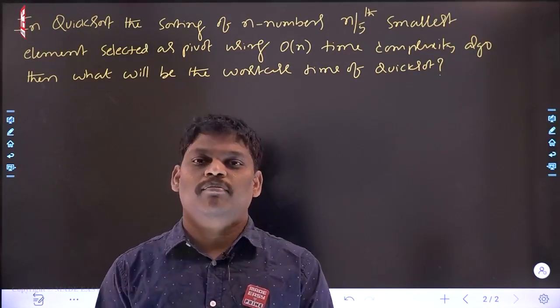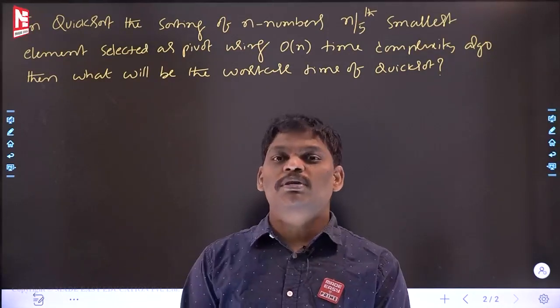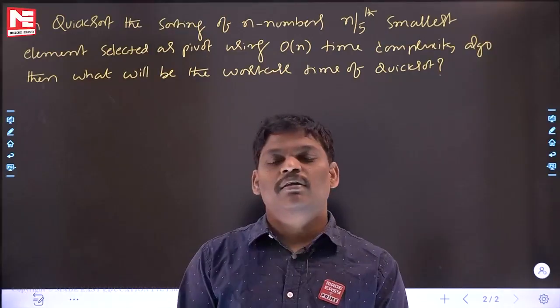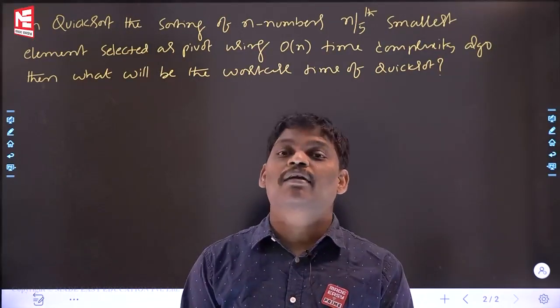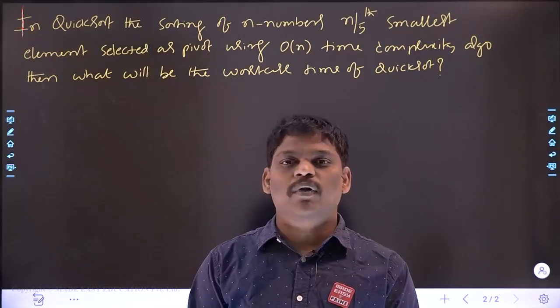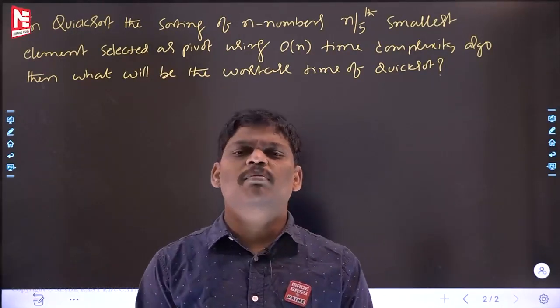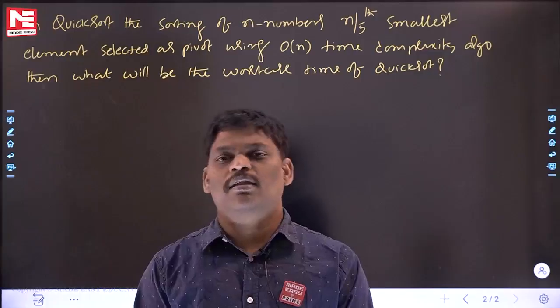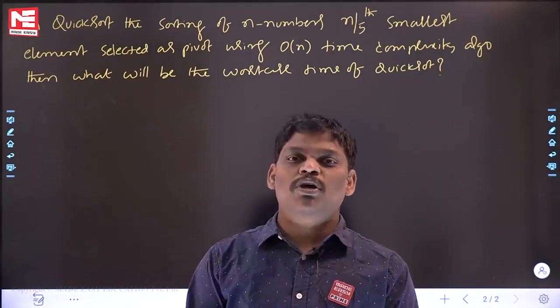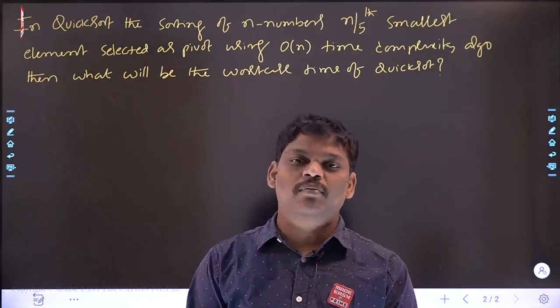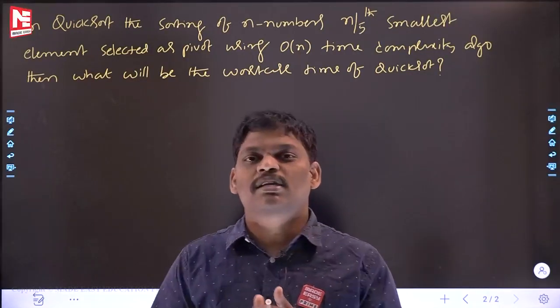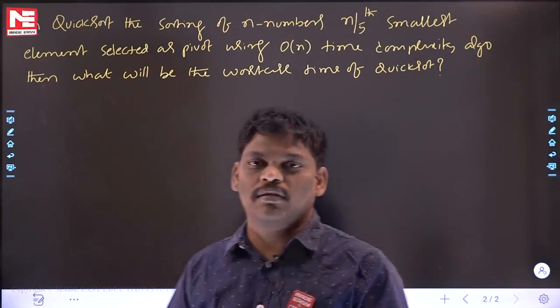Order of n time. Right? In this problem, he is taking the n/5th smallest element. Because for the n/5th smallest element, even the first smallest element itself is order of n time, because one scan is required. For the n/5th smallest element, he may have done some other algorithm. So the n/5th smallest element he computed as the pivot, by taking order of n time. Then he is asking what is the time complexity of the quicksort algorithm, worst case.